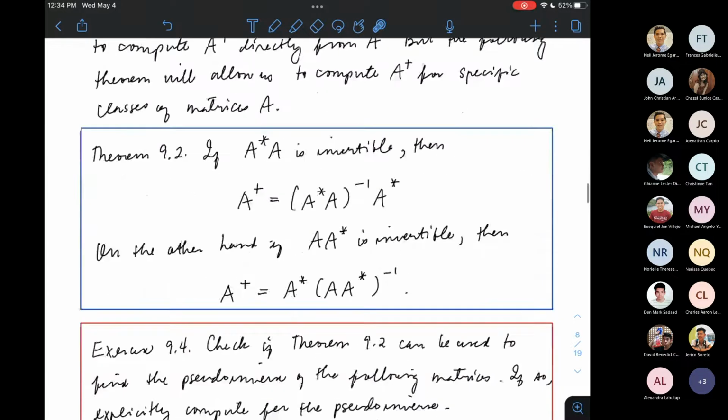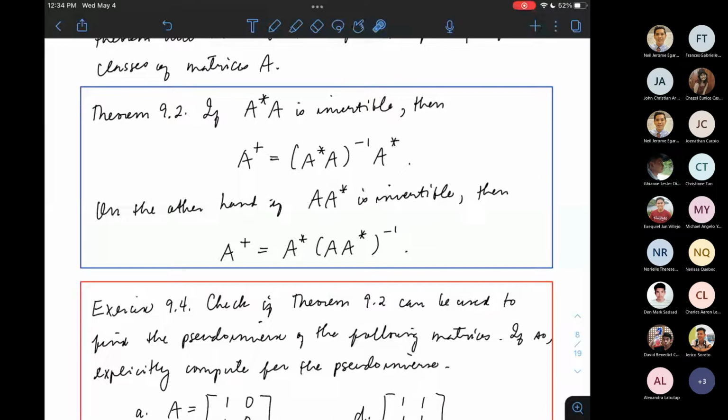Okay? Now, paano mag-compute ng pseudo-inverse at least for easy matrices? Now, kapag yung A star A, so yung conjugate transpose ni A times A, ay invertible, then ang pseudo-inverse ay equal dito. Okay? And this result is apparent na kailangan invertible talaga yung A conjugate times A, kasi yung formula ng pseudo-inverse, kailangan natin yung inverse ng A conjugate times A, kasi imu-multiply ko yon sa A conjugate.